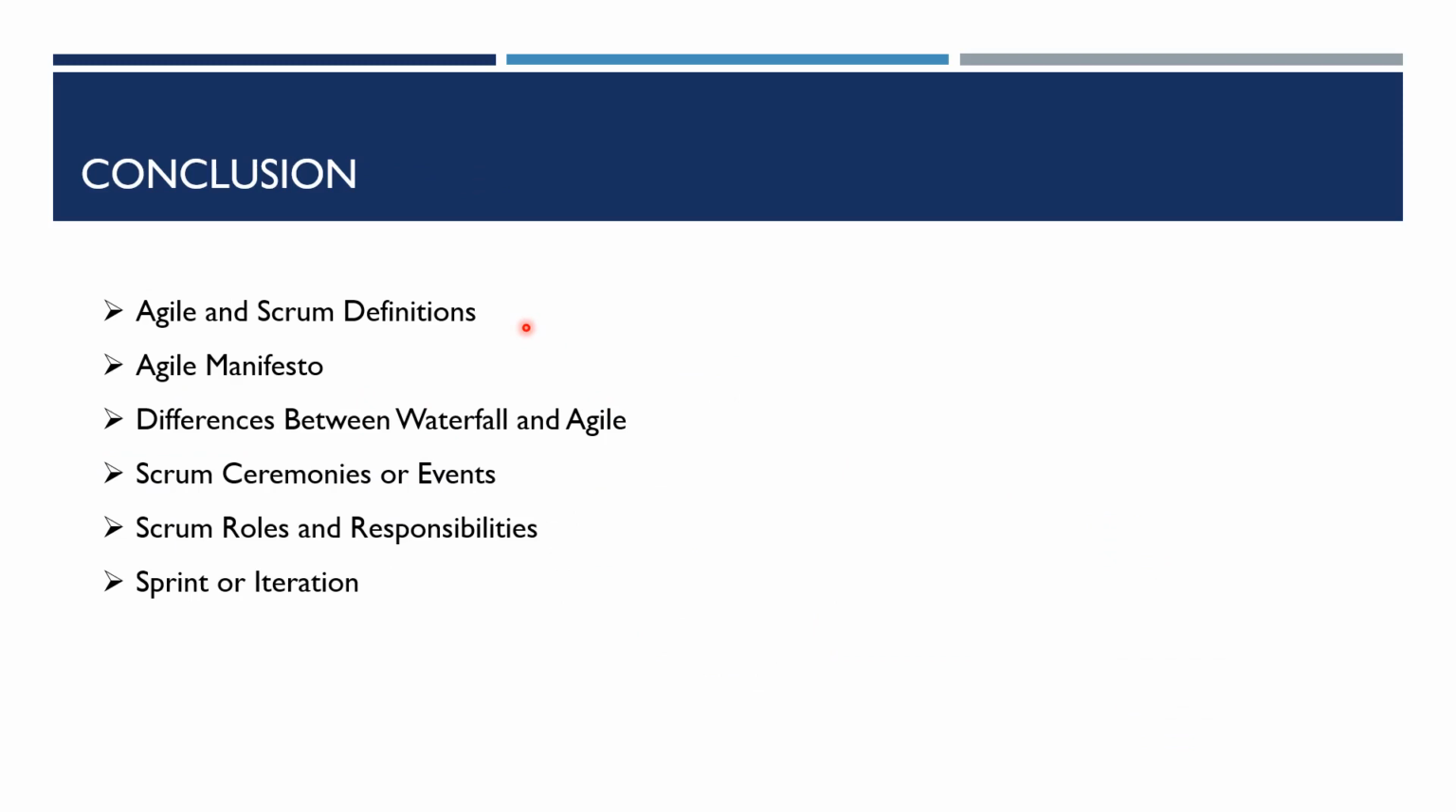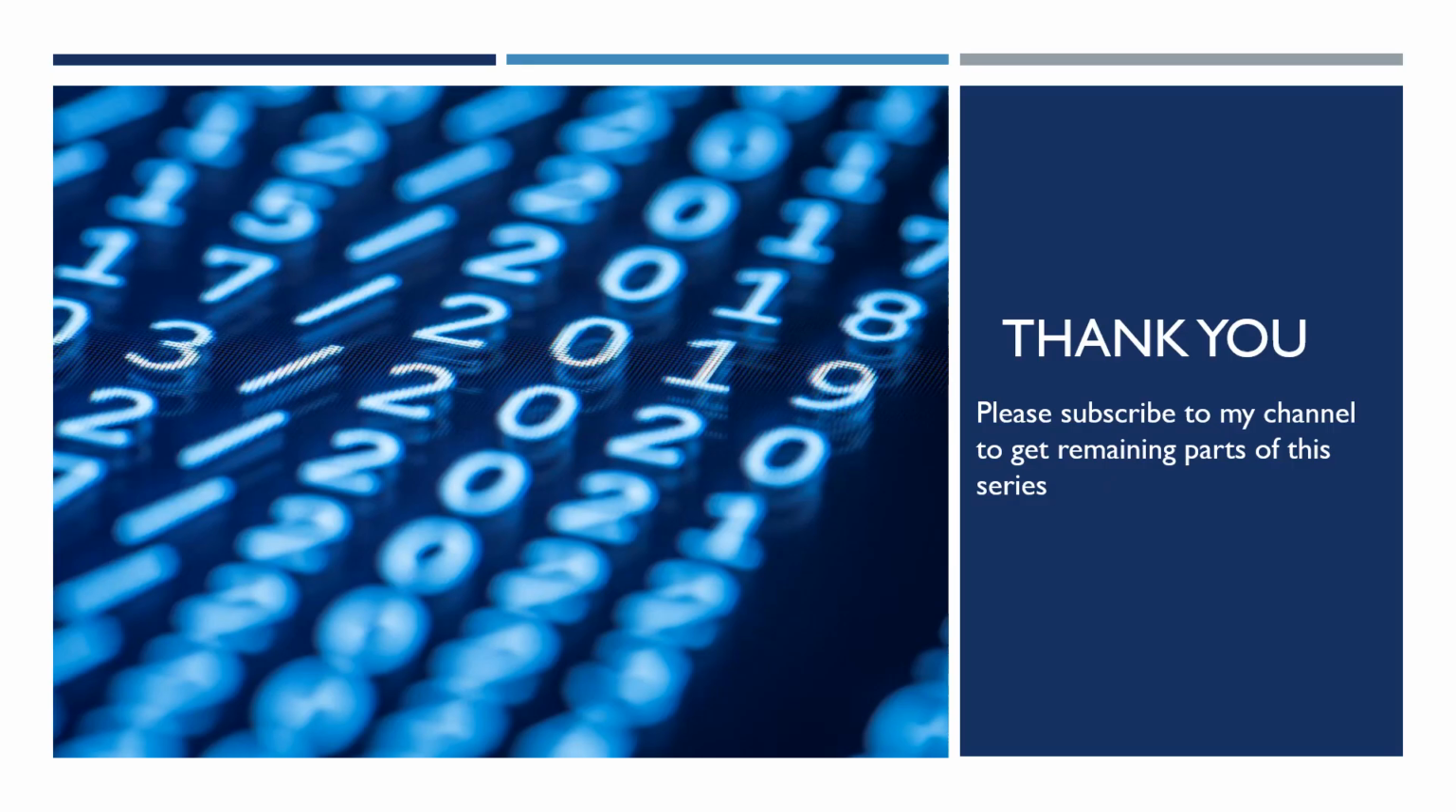Okay, so we have covered Agile and Scrum definitions today, what the Agile Manifesto is, what are the main differences between Waterfall and Agile, what are the 4 Scrum ceremonies, what are those 3 important roles in Scrum, and what is a sprint cycle or iteration. So this concludes today's episode.